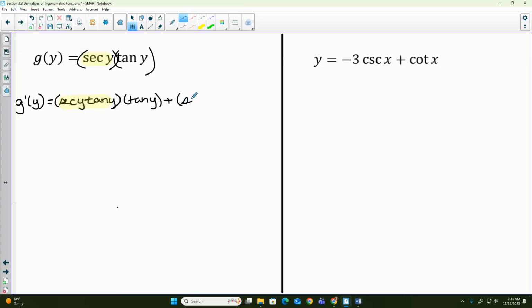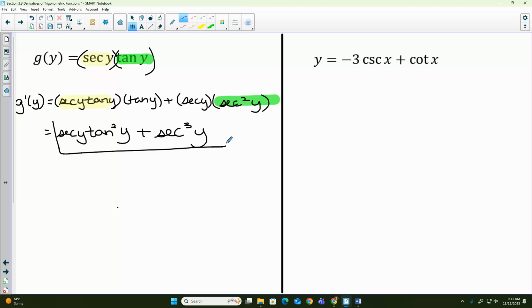So my first one is secant y times derivative of the second. What's the derivative of tangent? Secant squared. Okay, tangent y times tangent y would be tangent squared y. Over here, secant times secant squared would be secant cubed y. You could factor out a secant if you wanted, but there's really no benefit to it. I just expect you to do basic multiplication and combine like terms.